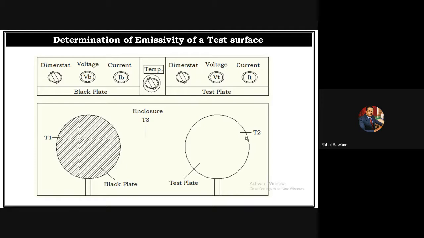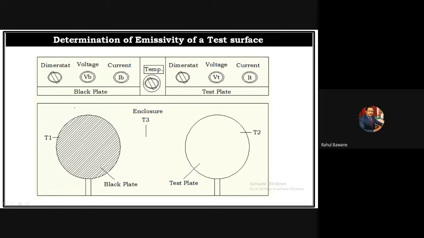So we can't say there is heat transfer by convection, that is, that air flows from the heated plate and due to the airflow the second plate gets heated. It is kept in an enclosure, so we assume that heat is transferred by radiation from the black plate to the test plate.